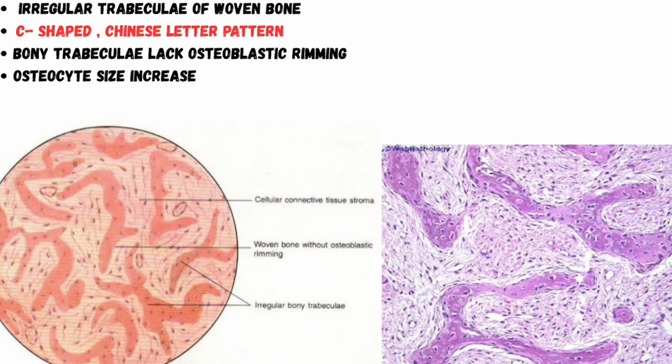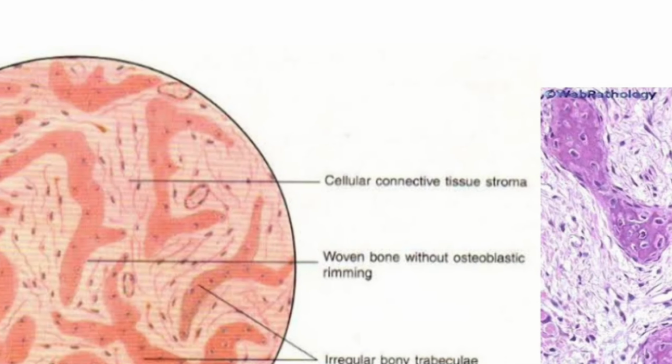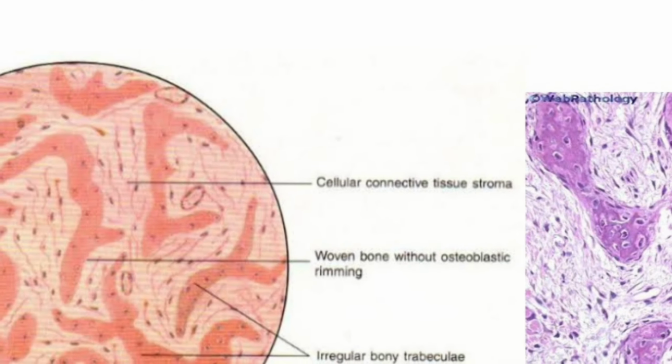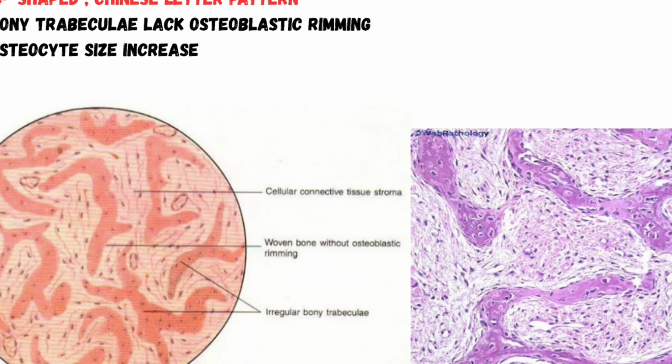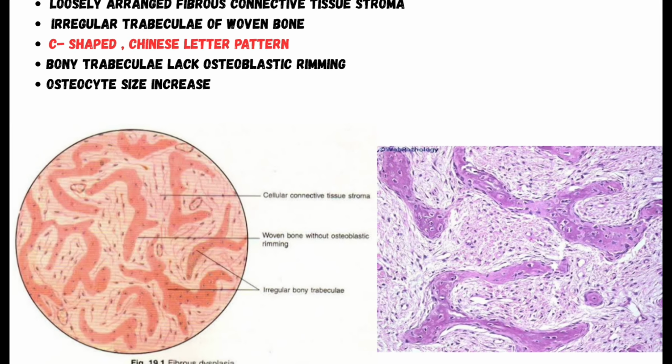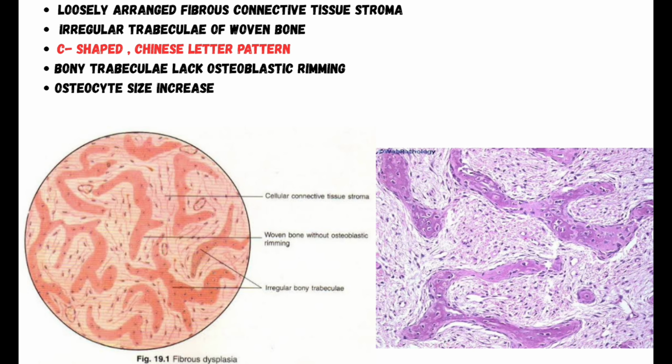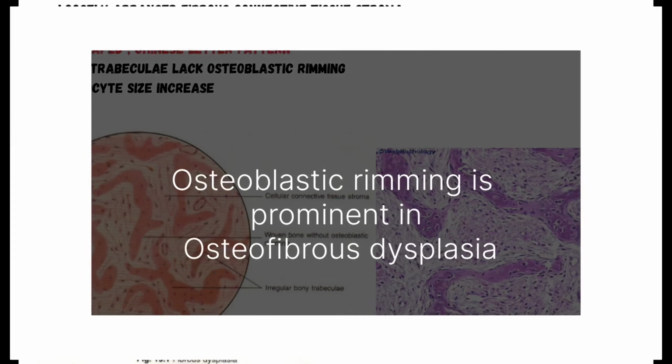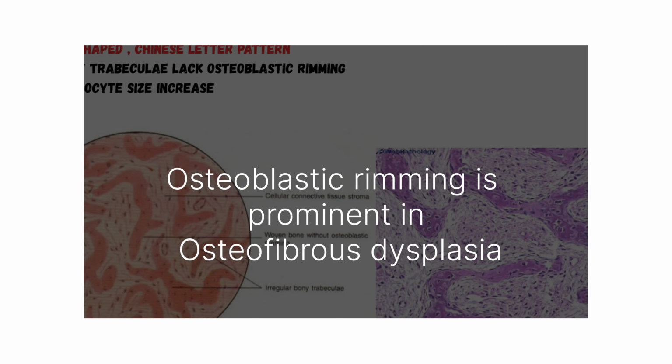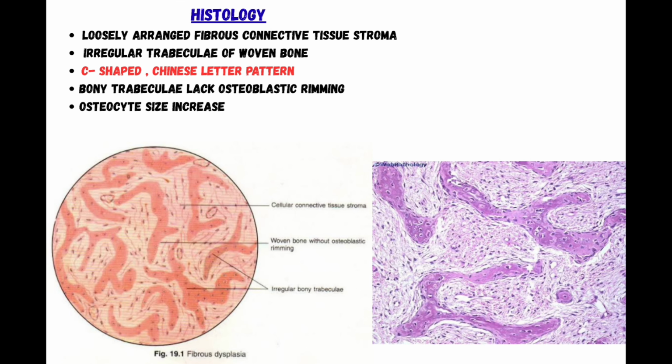You can see the irregular trabeculae in this picture. The second point is the absence or minimal osteoblastic rimming. A key distinguishing feature is the lack of a distinct layer of osteoblasts, or bone forming cells, lining the surface of bony trabeculae. This contrasts with other conditions like osteofibrous dysplasia, where osteoblastic rimming is prominent. In fibrous dysplasia, there is no osteoblastic rimming. In osteofibrous dysplasia, there is prominent osteoblastic rimming. This is the differential diagnosis.